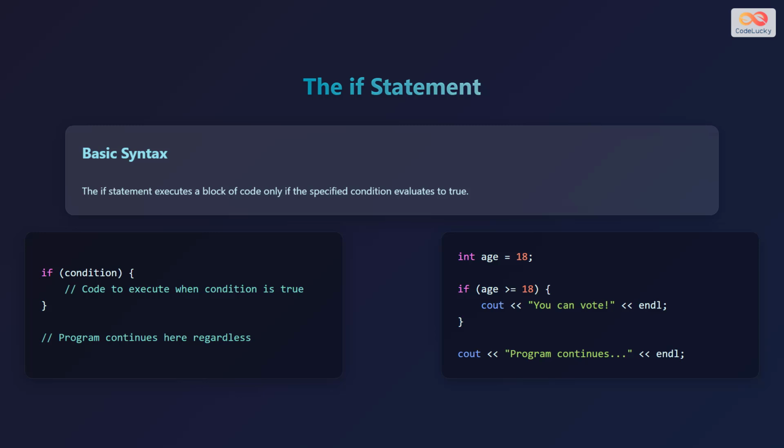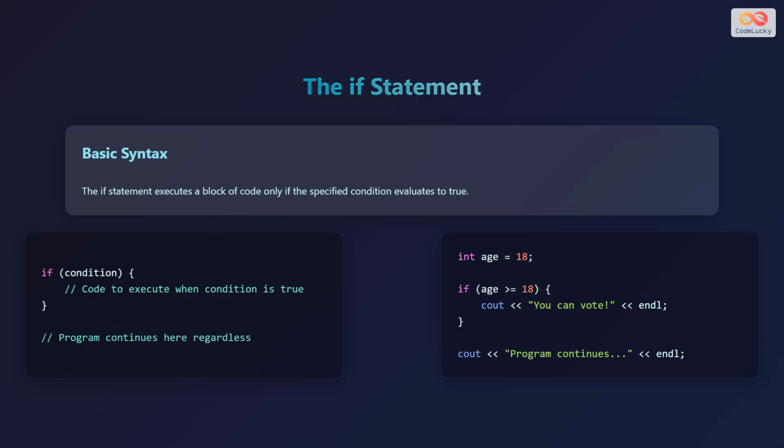Here is the basic syntax of the if statement. If followed by a condition enclosed in parentheses, and then the code block to be executed enclosed in curly braces. The program continues executing the lines after the if block, regardless of whether the condition was true or false.